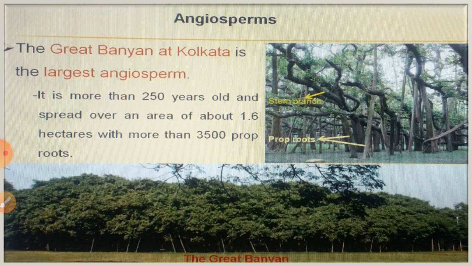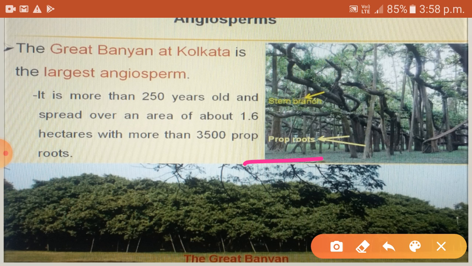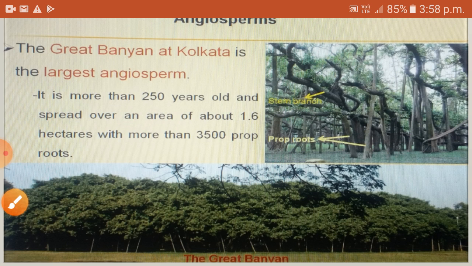It is more than 250 years old and spread over an area of about 1.6 hectares with more than 3,500 prop roots. What are prop roots? Prop roots are pillar-like roots, as you can see here in this image, which keep support to its heavy stem branches.